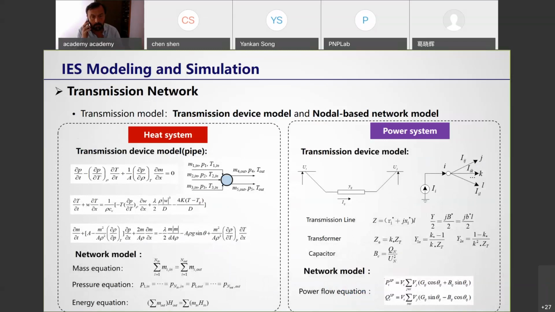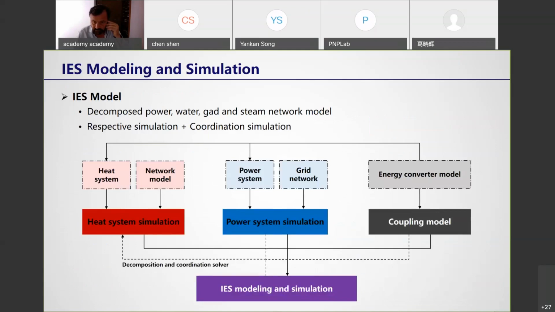For the transmission networks, such as the heat network and the power grid, the transmission device model and the nodal-based network model are introduced. We use the nodal analysis framework to gather the network equations. For the power system, we have the nodal-based power flow equations, and for the heat system, we can form the nodal-based mass equation, energy balance equation, and looped pressure equation. Gathering all the equations, we form a large-scale nonlinear algebraic energy flow equation.